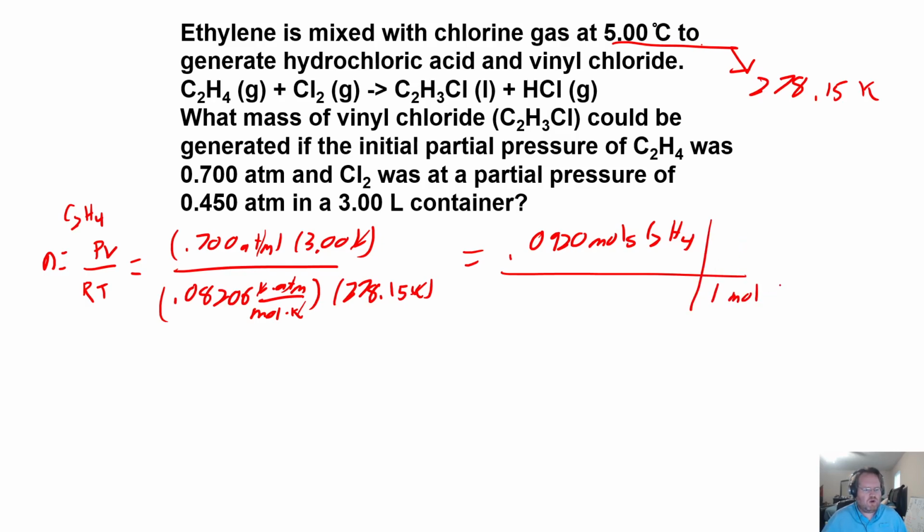And I want it to be moles of vinyl chloride, so I'm going to go ahead and convert the fact that 1 mole of C2H4 is 1 mole of C2H3Cl. And so we also get 0.0920 moles of vinyl chloride.